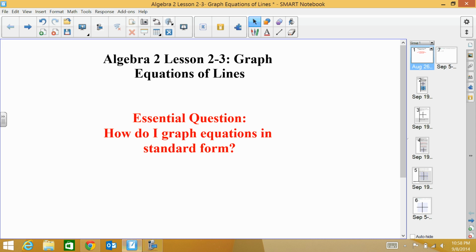Okay, so for section 2.3, we're going to be graphing equations of lines. We're going to be doing this a couple of different ways. But your essential question that you should be able to answer with your summary is, how do I graph equations in standard form?